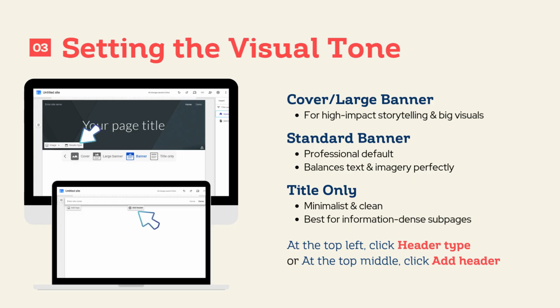Standard banner is the professional default. It strikes a beautiful, clean balance between text and imagery without taking up the entire screen. It's perfect for a standard homepage. Title only is the minimalist layout. It completely strips away the background image, leaving just clean text. The best choice for information-dense subpages, for readers to focus purely on the content without distraction. Go to the top left, click Header Type, or the top middle, click Add Header.